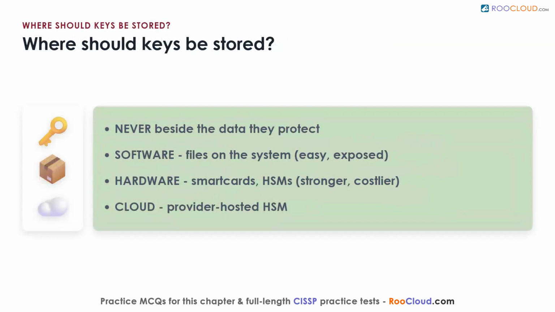Where should encryption keys be stored? Never in the obvious place, right beside the data they protect. You have three broad options. Software-based storage keeps keys as files on the system, which is easy but exposed if that system is compromised. Hardware-based storage uses dedicated devices, from personal smart cards up to enterprise hardware security modules, offering stronger protection at higher cost. Cloud-based storage takes that same hardware module approach and runs it inside a provider's data center.